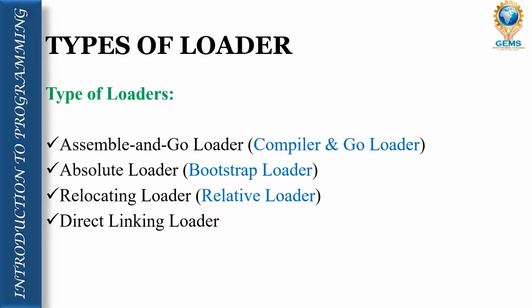Now we have types of loader. We have 4 types of loader here: assemble and go loader, that is also known as a compiler and go loader. Then absolute loader, it is also known as a bootstrap loader. Relocating loader, it is also known as a relating loader, and direct linking loaders. So dear students, I have given the 4 types of loader here, and their other names I have mentioned here just for your reference. So sometimes it may be called bootstrap loader instead of absolute loader. So please don't be confused.